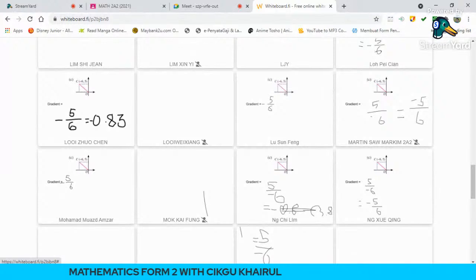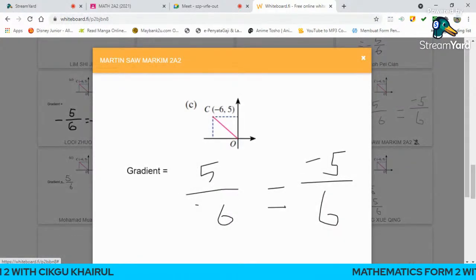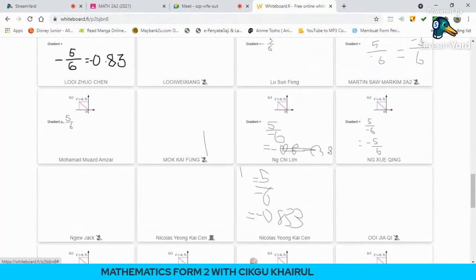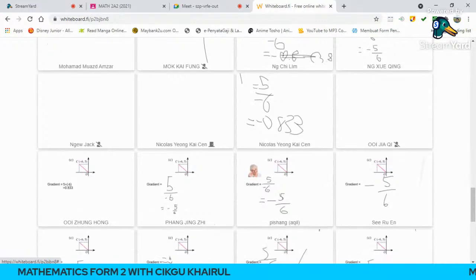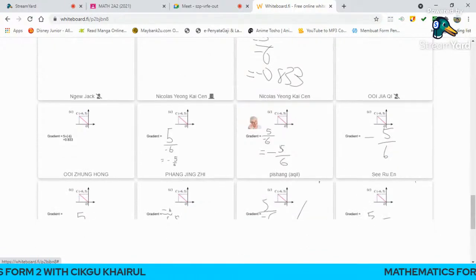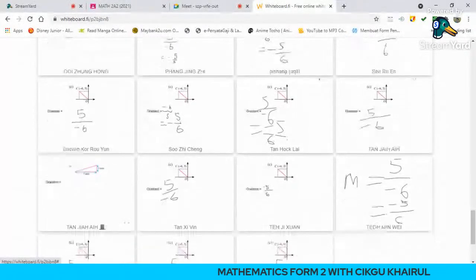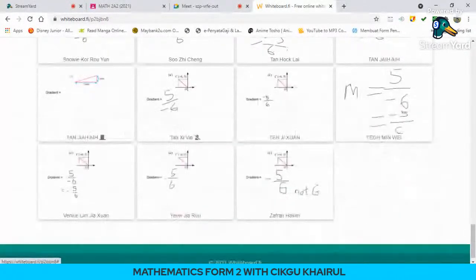Martin, Markim, this one, I think okay. Yeah, this one also. Okay, good. Martin, so marking also very good to A2. Okay, very good. Okay, so far most of you very good.